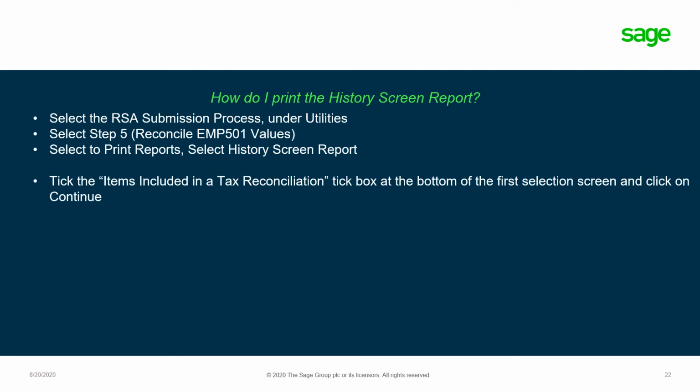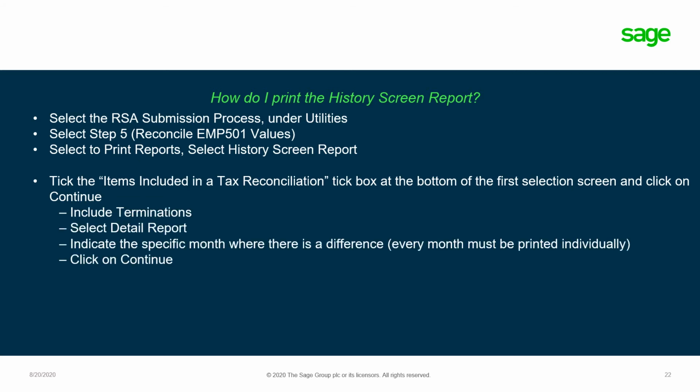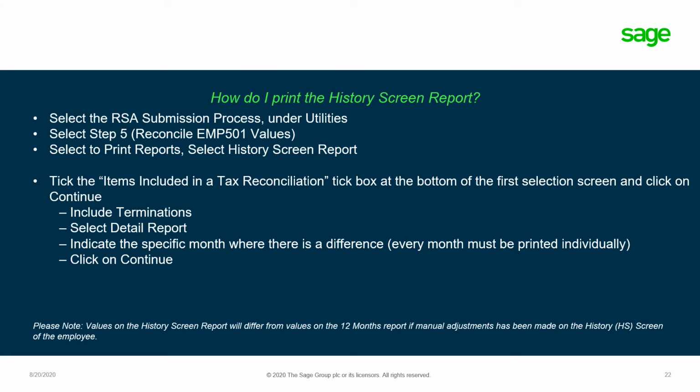Tick the items included in a tax reconciliation tick box at the bottom of the first selection screen and click on Continue. Include terminations. Select Detail Report. Indicate the specific month where there's a difference. Every month must be printed individually, and then click on Continue. A note: values on the history screen report will differ from values on the 12-month report if manual adjustments have been made on the history screen of the employee.